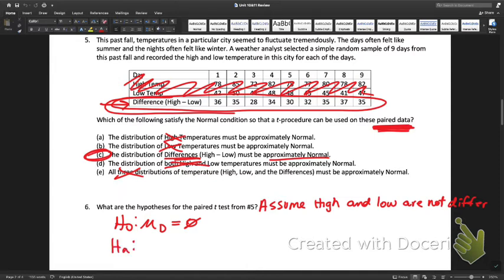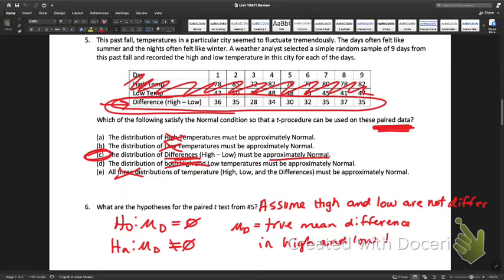The alternative hypothesis is that the mean difference does not equal 0. Most of the time when we're doing paired data, that's what we're looking for. We're looking for a mean difference equaling 0 versus a mean difference not equaling 0. And then again, I would define my mean difference. This would be the true mean difference in high and low temps. Again, I know it's unrealistic and I apologize about that, but we are looking at the mean difference being 0 versus the mean difference not being 0.